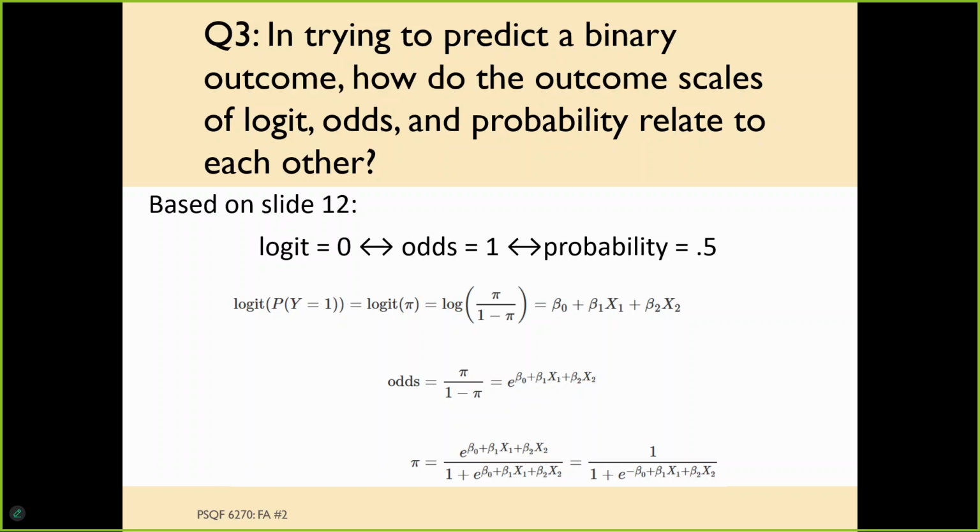So probabilities 0 to 1, odds 0 to positive infinity, logits negative infinity to positive infinity. And about the relationship, we know that probabilities between 0 and 0.5 are equal to odds between 0 and 1, and negative logits. And in the case of probabilities above 0.5, it's the opposite.